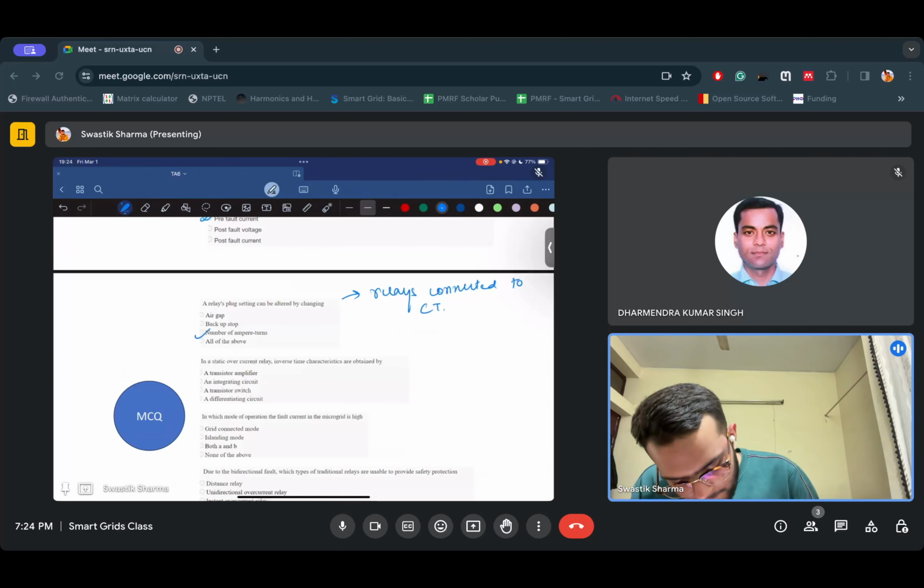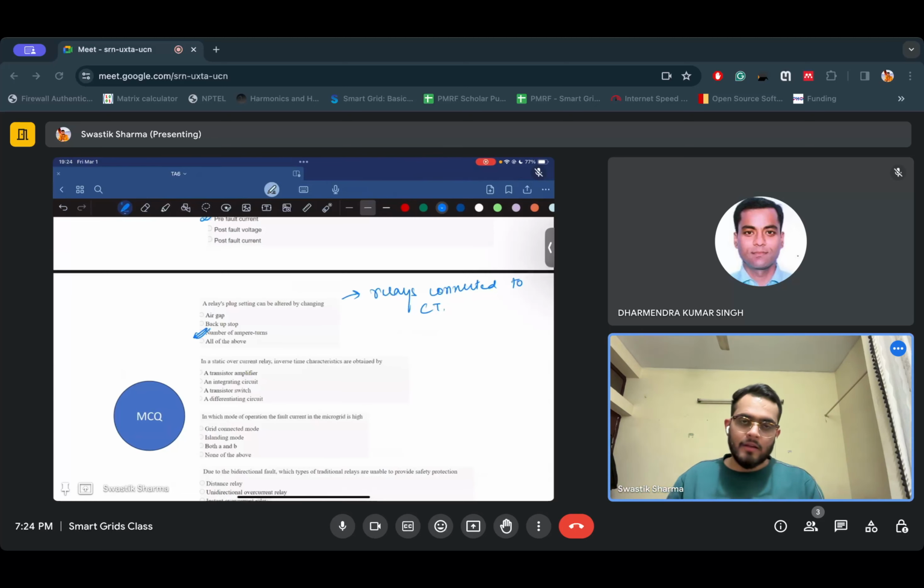It's through number of ampere turns. The number of turns around the CT coil is what can be used to change the plug setting of the relay. Always remember, because it's connected to a CT, which is a current transformer. Yeah, in a static overcurrent relay, inverse time characteristics are obtained by, I don't think you know this answer, but the answer would be an integrating switch circuit. I don't know why it's there and why they asked.